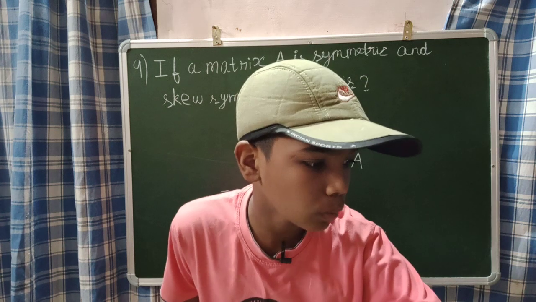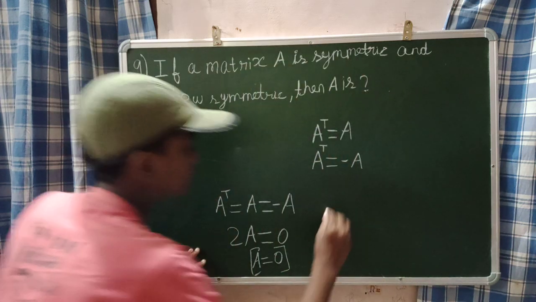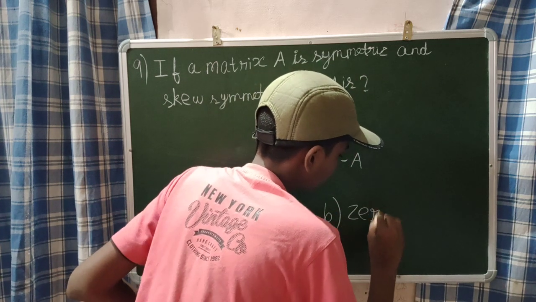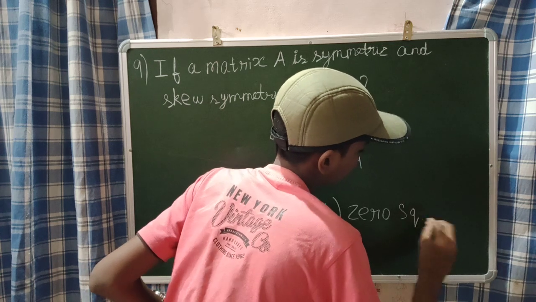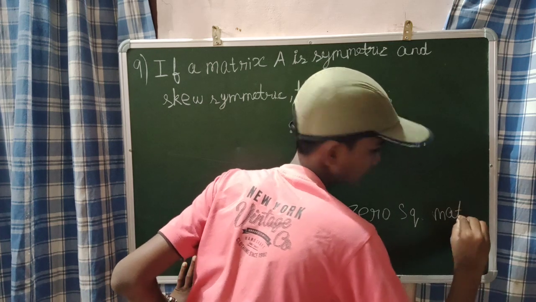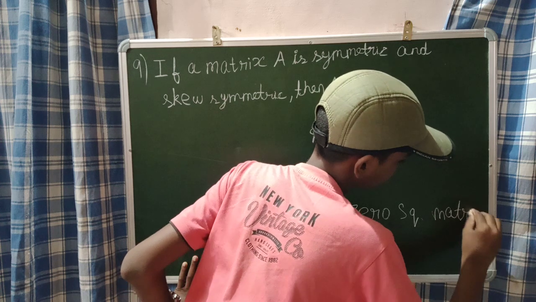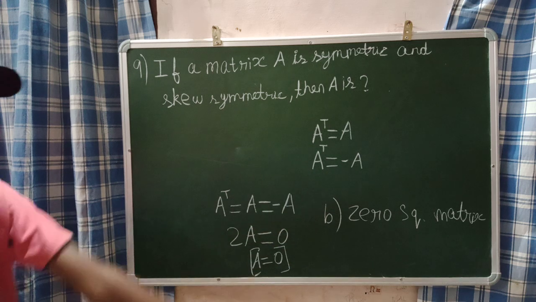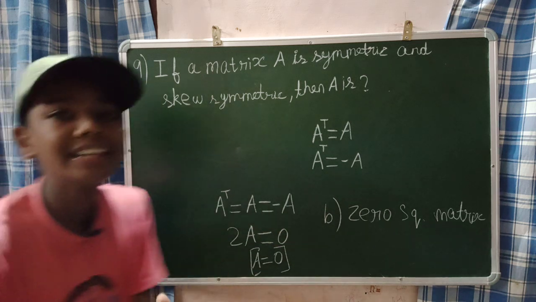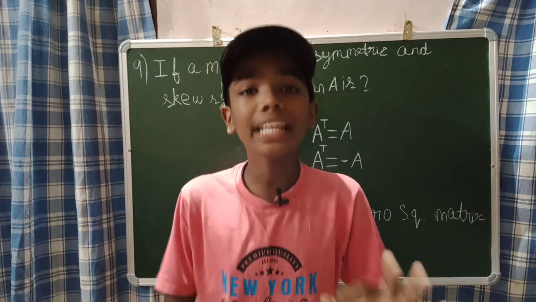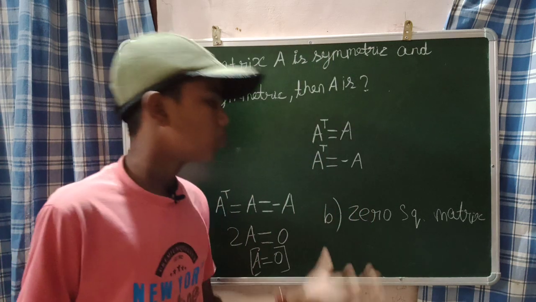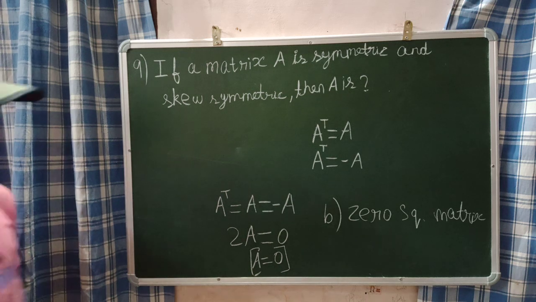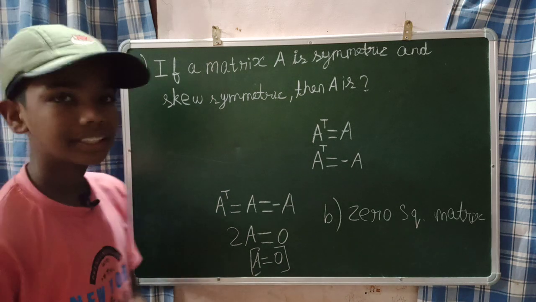So from the options, B is the correct option, which is nothing but the zero square matrix. So guys, the answer for this ninth question of your section is B, zero square matrix. Because, guys, identify which option is 0. By that only I am saying B is the correct answer for this question. So that's all about this question, and that's all for today's session, guys.